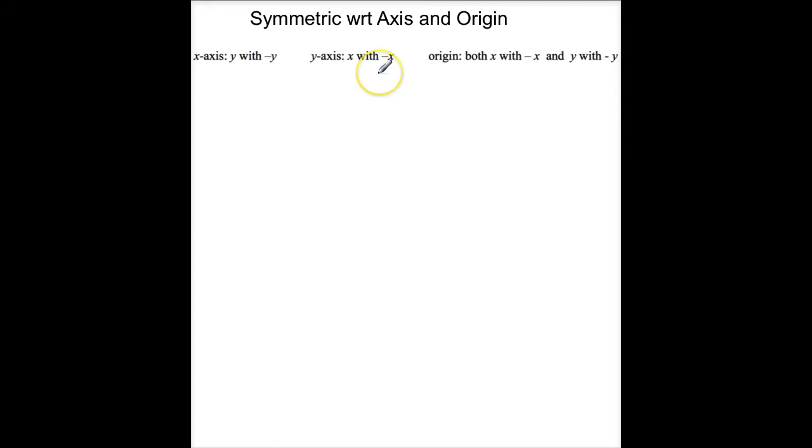Now sometimes we look at the symmetry with respect to the axis or the origin. If I look at the symmetry with respect to the x-axis, I replace y with negative y and see if I get the same function. To look at symmetry with respect to the y-axis, I replace x with negative x and see if I get the same function. To see if I have symmetry with respect to the origin, I plug in both negative x for x and negative y for y. And for these, you're always seeing, do I get the same function?